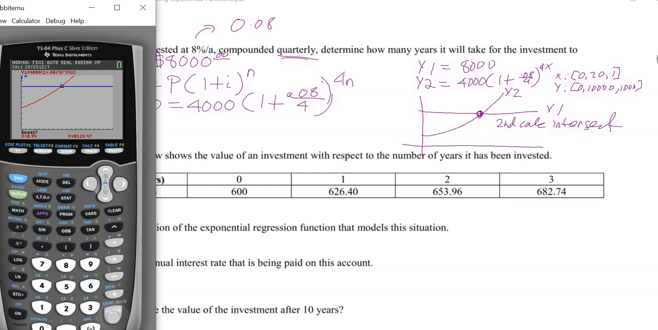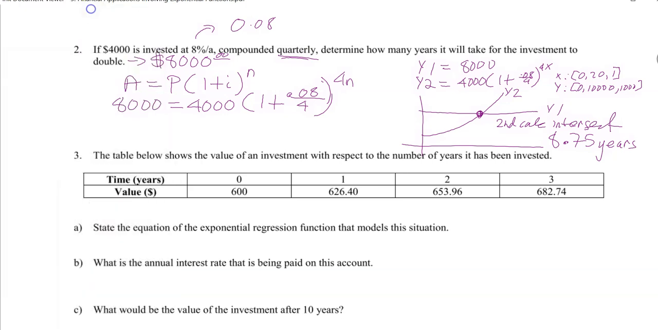1, 2, 3, and 8.75. Okay, so 8.75 years. If we were rounding, it says how many years will it take, then how many years would it take? 9 years, right? We're going to have to go up to the next full year. So it would take 9 years.